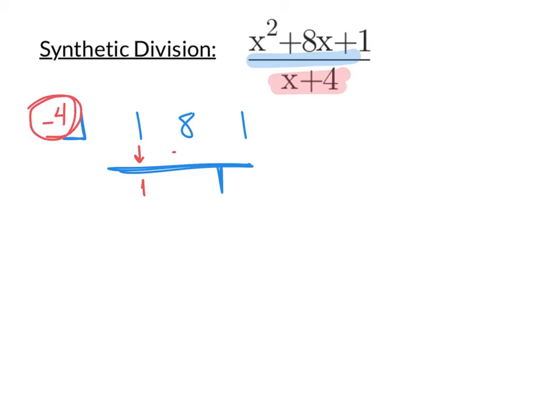So 1 times negative 4 is negative 4. Then as we move down, we add these two together, multiply by the negative 4, add those two together, we're at negative 15. And what that tells us is that we can rewrite this fraction as 1x plus 4, and what's in the box is our remainder. So we would have negative 15 over x plus 4.